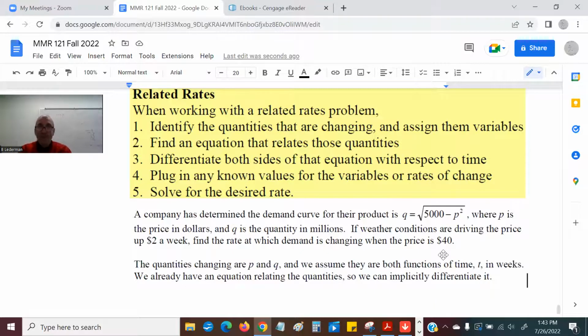And just wanted to point out that the quantities here are Q and P. These are the things that are changing because the price is changing and the quantity is changing. They're both changing as time goes on, so they're both functions of time. And we have this nice equation. Now you might say, oh wow, where am I going to find an equation that relates these two guys? Well, they gave us the equation that relates them. So all we got to do now is just work it out. I'm going to switch cameras now, and I'll work it out together.